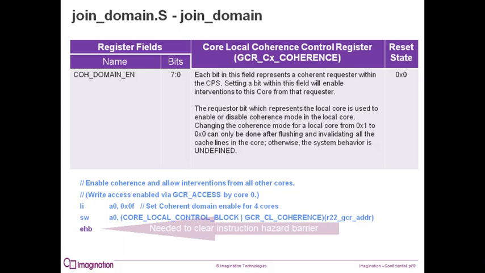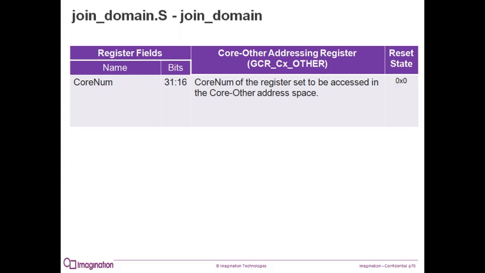Notice the EHB instruction. It is needed to clear an instruction hazard barrier and make sure the core local coherence control register write has taken effect before the code continues. Next, the code will wait until the other cores in the system have joined the coherency domain.